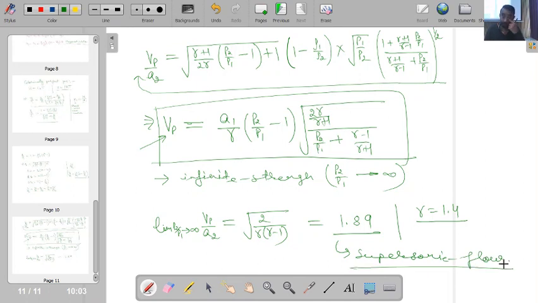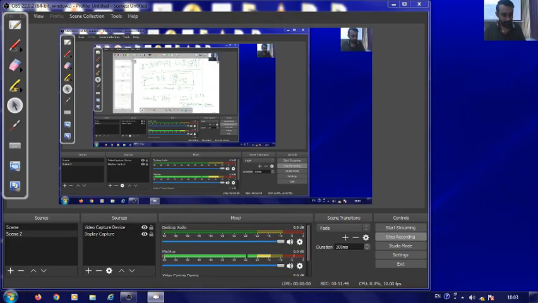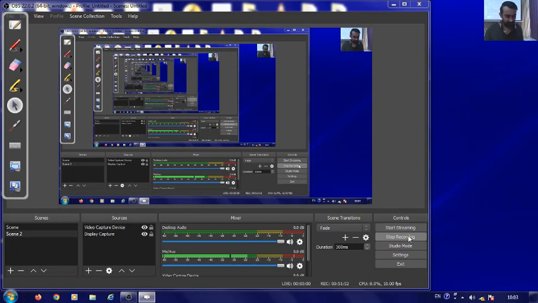So if a wave has moved through some stagnant fluid medium, it can create velocity identical to that of supersonic flow situations. Now we will stop at this point and discuss further in the next.